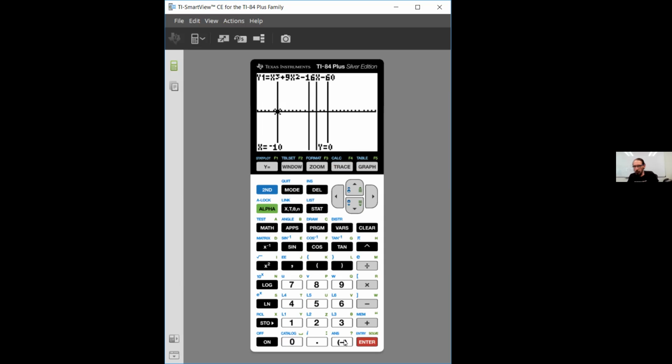Remember, that is not proof. We need to show this by synthetic division. So let's see. We had x cubed, 1x cubed plus 9x squared minus 16x minus 60. And we are testing whether negative 10 is a zero of this function.